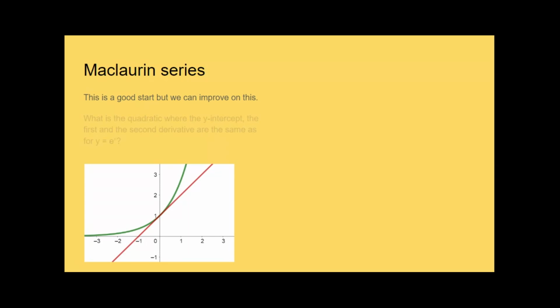What we're going to do is say, suppose we've got a curve which not only has the same point as that point on our function, not only has the same gradient, but also the same second derivative. So what we're looking for then is the quadratic, because a quadratic has the advantage over the linear that it has a second derivative.